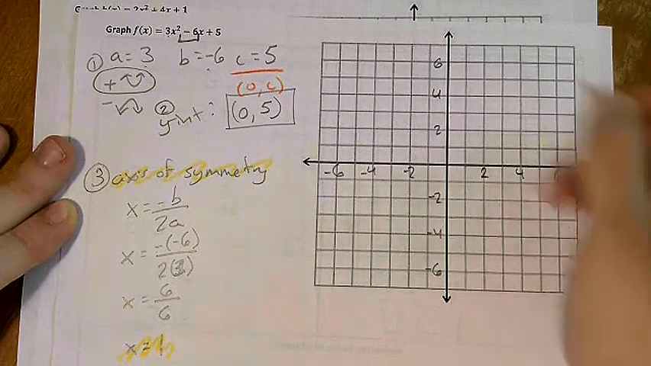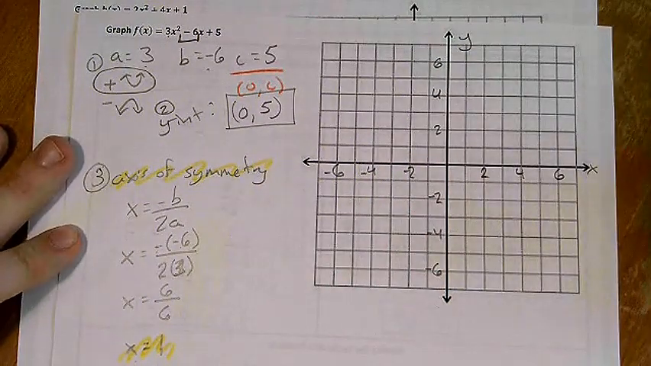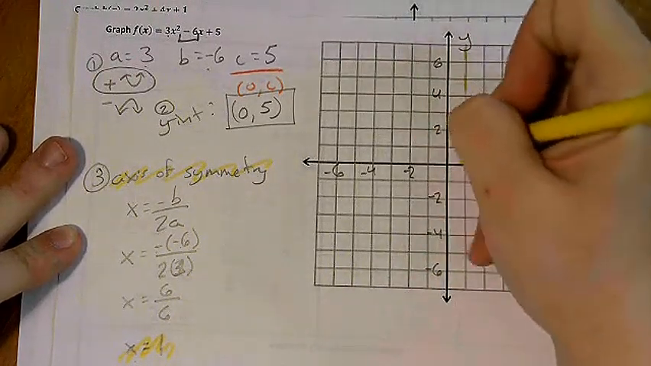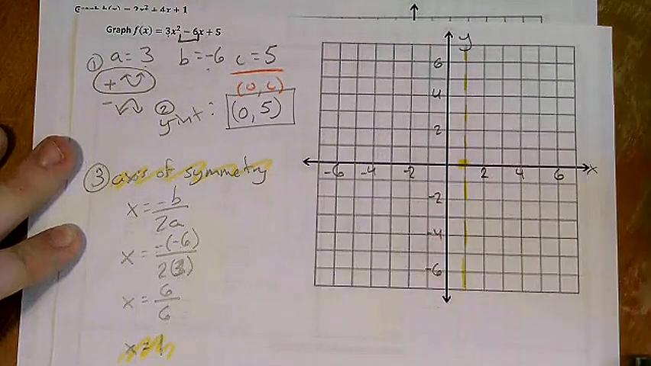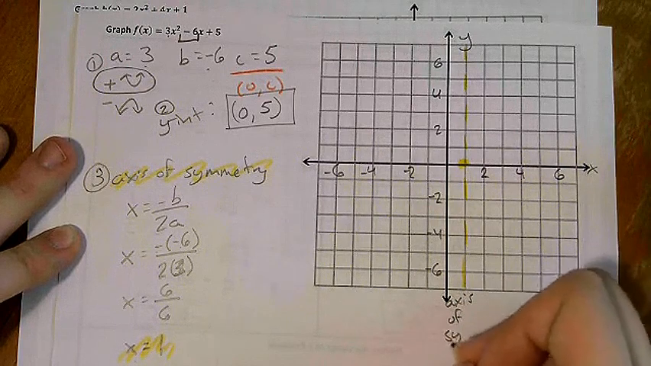I know that this is my x and this is my y. So I'm going to find where x is 1, which is right here. And I'm going to draw my axis of symmetry. So there it is. There's my axis of symmetry.